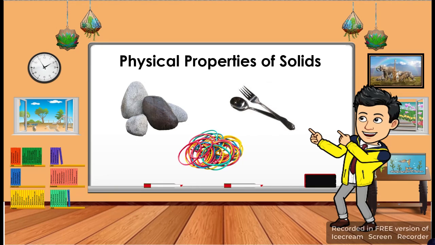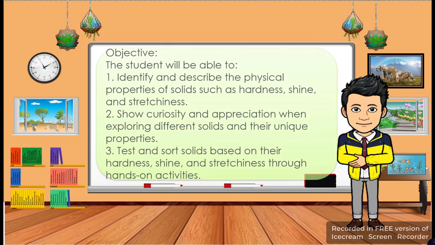Today we will discuss the physical property of solid. But before that, these are the objectives. The student will be able to, number 1, identify and describe the physical property of solids such as hardness, shine, and stretchiness. Number 2, show curiosity and appreciation when exploring different solids and their unique properties. Number 3, test and sort solids based on their hardness, shine, and stretchiness through hands-on activity.